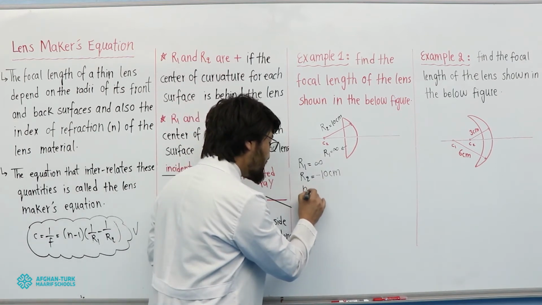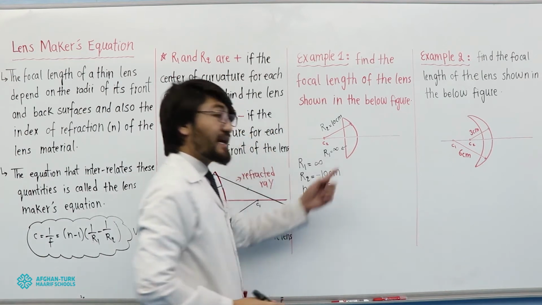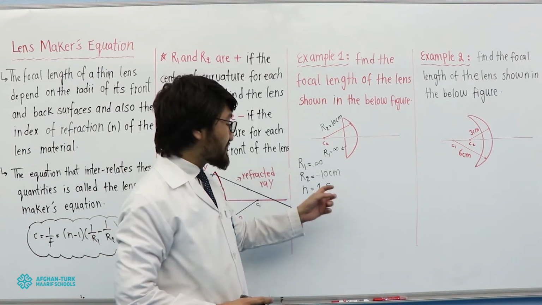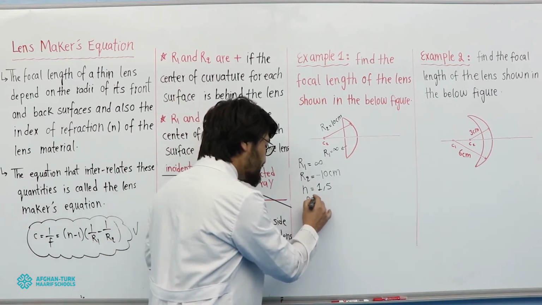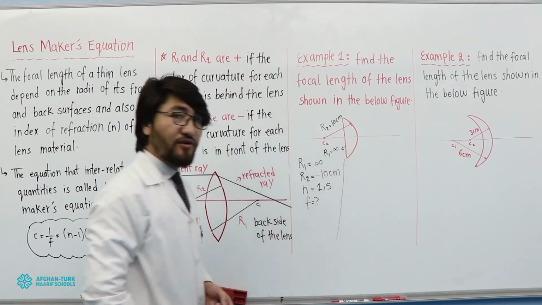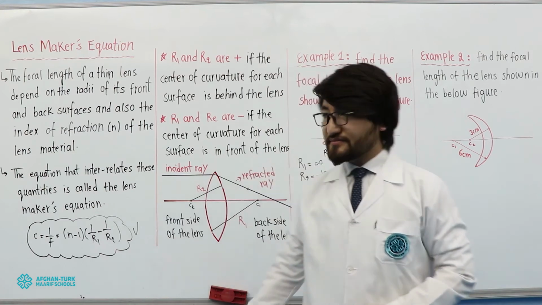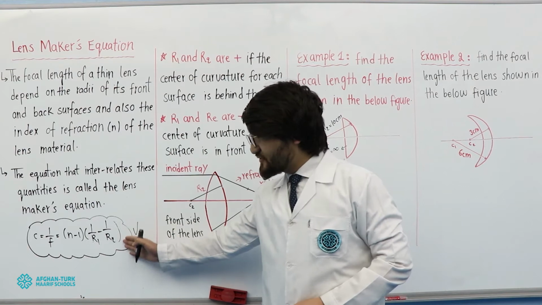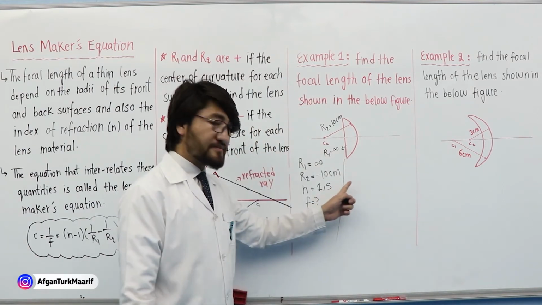What is n? n is 1.5. It is glass. You know the lens is glass, and the index of refraction for glass is 1.5. To find the focal length, we have the lens maker equation. This is the formula, and from this formula we can solve the question.